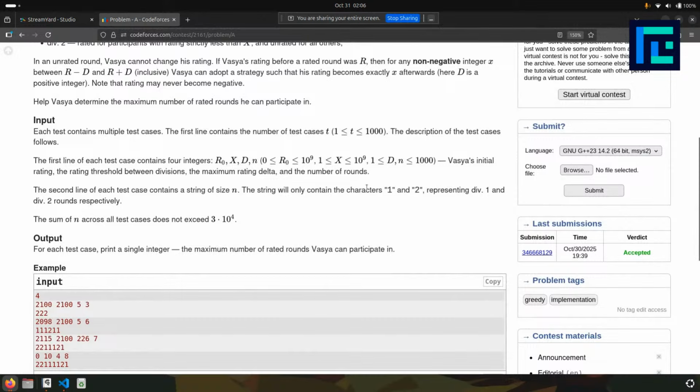And the constraints are there are 1000 test cases and n is at most 1000, and we are given that the sum of n across all test cases does not exceed 3 * 10^4. So expected time complexity would be O of n or O of n log n.